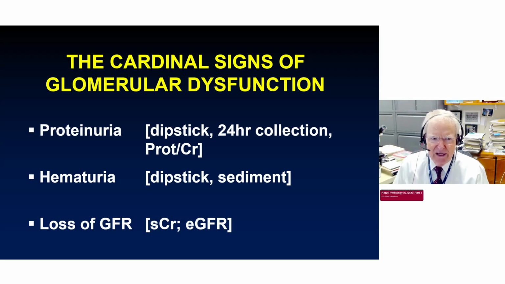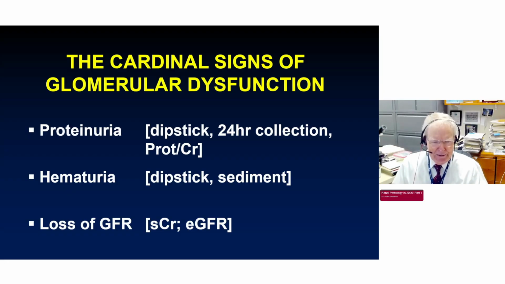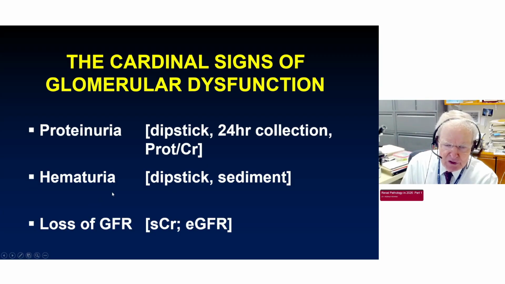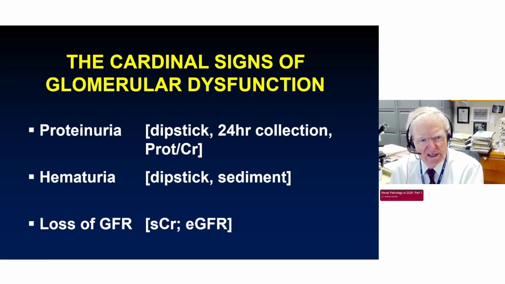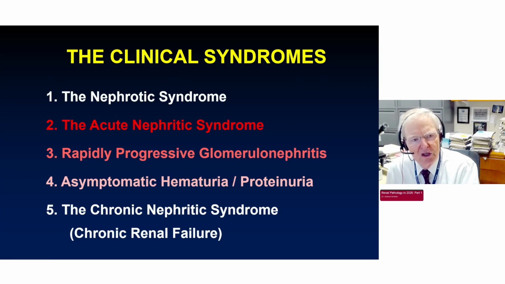As you know, the cardinal signs are proteinuria, hematuria, and loss of GFR. And obviously, in the nephrotic syndrome, which my colleague Dr. Wines is going to deal with, the proteinuria is the relevant issue. In our nephritic conditions, the hematuria is clinically important, and of course, it is recognized either by dipstick or by looking at the sediment, frequently with dysmorphic red cells and red cell casts. And the degree of GFR loss varies depending on the various conditions.